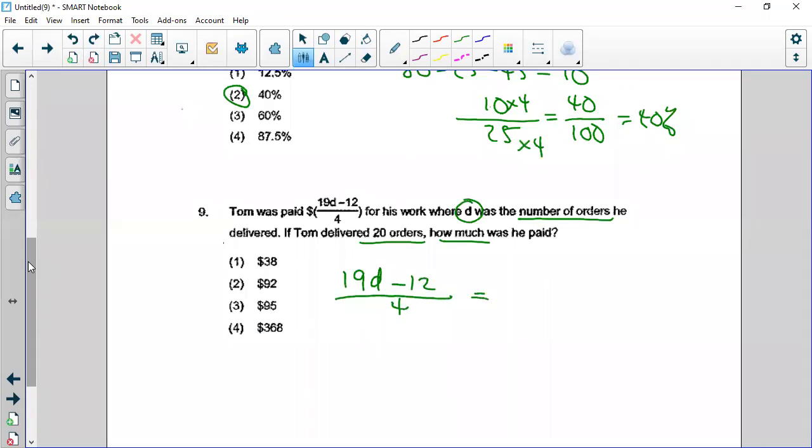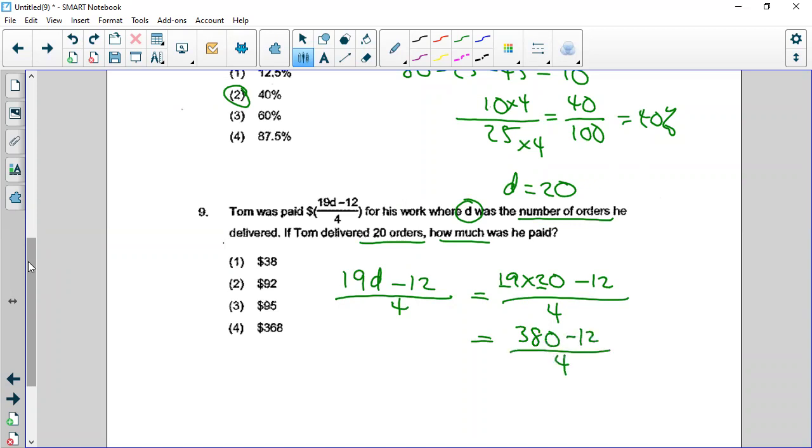So your D is equal to 20, all right? It means that D equals 20. So 19 times 20, then you minus 12 and then divide by 4. Shortcut, cover the 0, 19 times 2 will be 38, and put back the 0, and then you minus 12 and divide by 4. So what is 380 minus 12? You do your working. You will get 368, and then do your long division, and you will get $92. So how much was he paid? He was paid $92. So this is algebra.